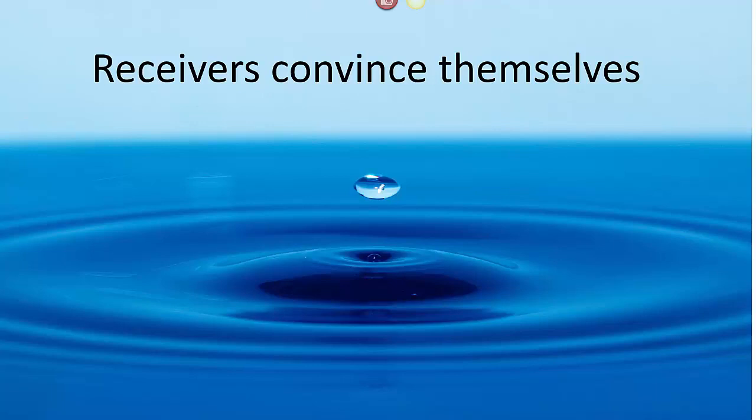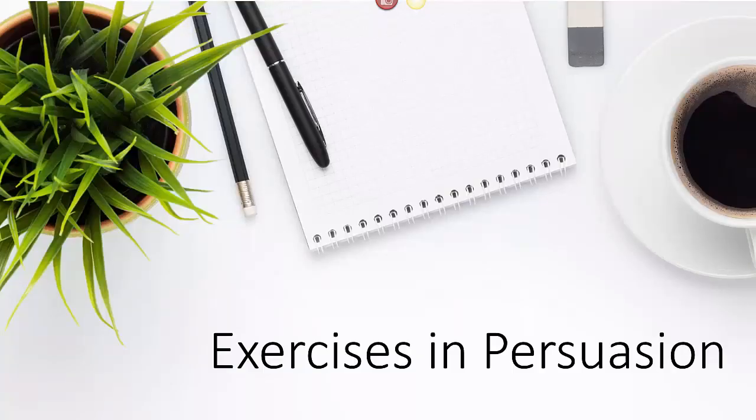We as advocates have very little control over anything about the receivers. And this is true whether you're dealing with the President of the United States or your spouse or your children. People convince themselves, and you're just going along trying to help them reach the conclusion that you would like them to reach. So let's turn to some exercises in persuasion.